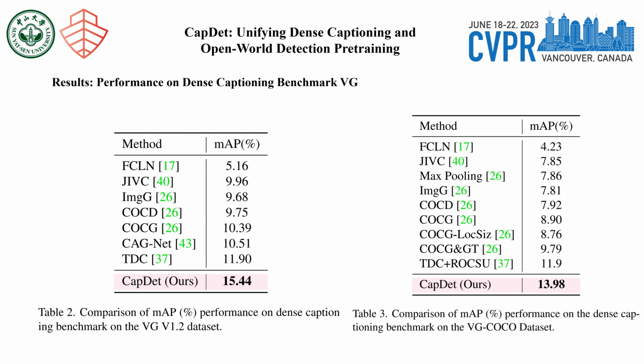Table 2 and Table 3 show CapDet significantly outperforms the latest work TDC by 2.5% on mAP on Visual Genome and TDC plus ROCSU by 2.08%.